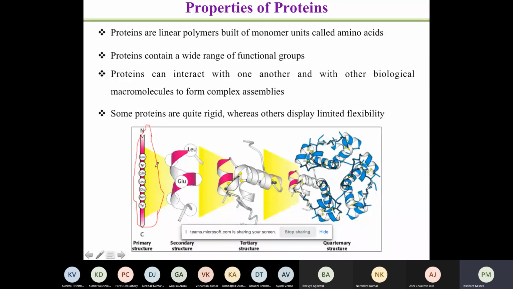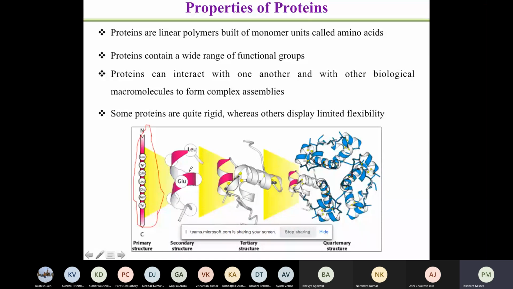Now, the complexity starts from the primary structure to the secondary structure. All these details we are going to discuss in future slides. But let us first talk about the basic concept. So you have a protein which is linked together by amino acids, so the monomeric units are amino acids.